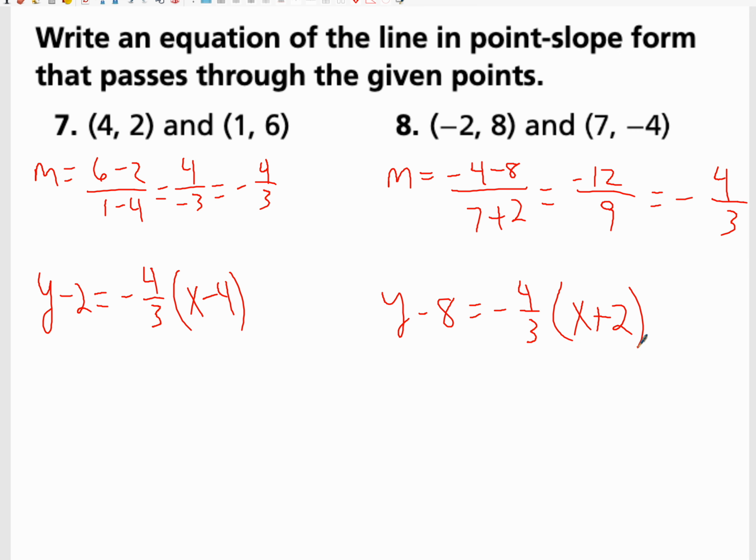So what kind of lines did we discover there if they've got the same slope at different points? They're parallel lines. We found parallel lines. You know they're parallel because they have the same slope. Parallel lines have the same slope. All right.